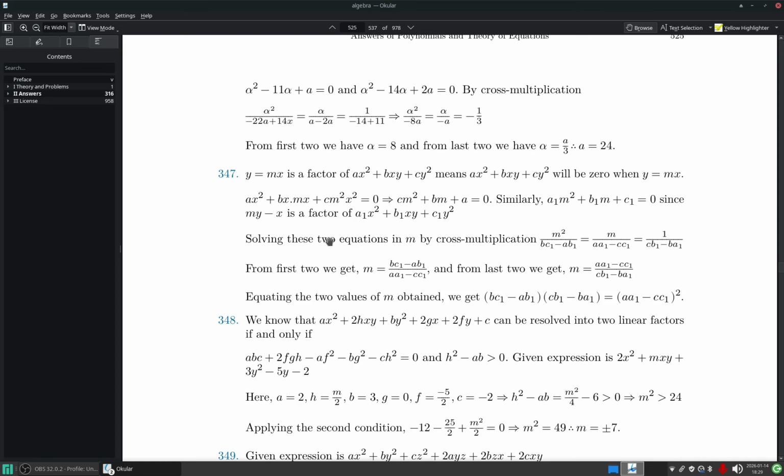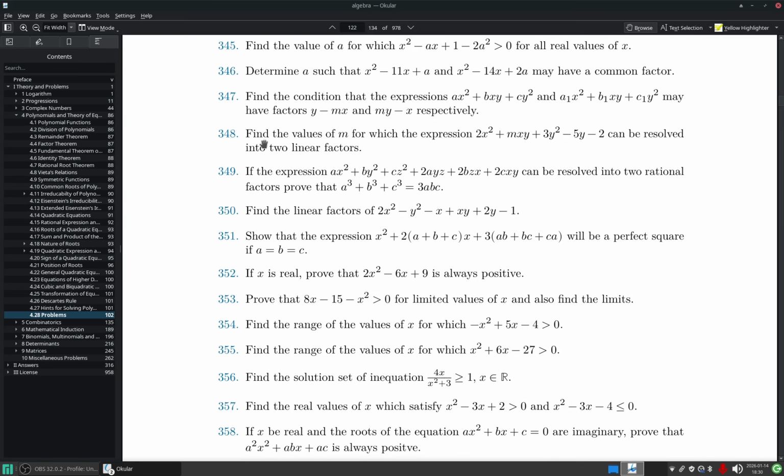Now we solve both the equations in m by cross multiplication. We get m square by bc1 minus ab1 is equal to m by aa1 minus cc1 is equal to 1 by cb1 minus ba1. So from the first two we get m is equal to bc1 minus ab1 by aa1 minus cc1, and from the last two we get m is equal to aa1 minus cc1 divided by cb1 minus ba1. Now we equate both the values of m, we get bc1 minus ab1 into cb1 minus ba1 is equal to aa1 minus cc1 whole square.